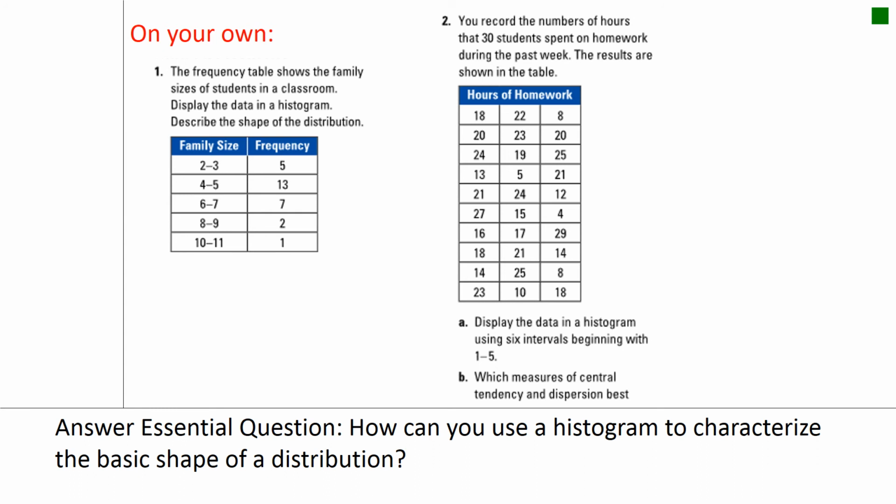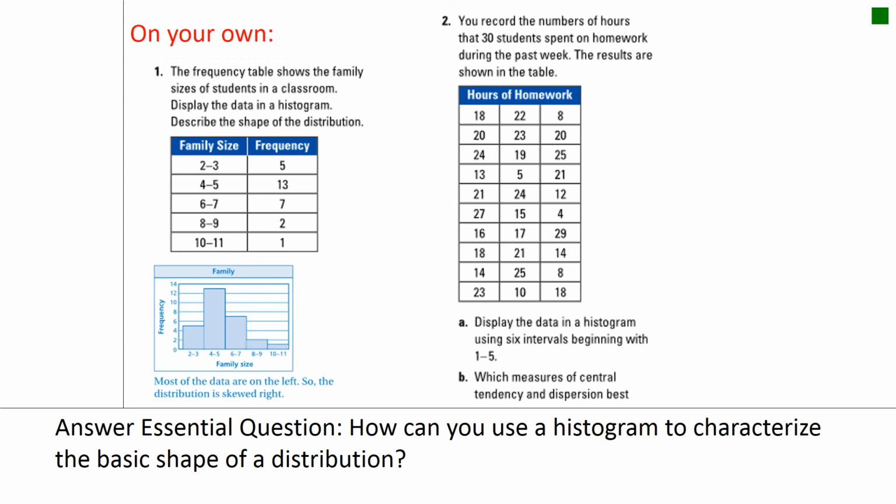Number 1, the frequency table shows the family size of students in a classroom. Display it in a histogram. Pause your video. You're going to need some time to make your histogram. All you're doing for number 1 is making a histogram. Here's what you should have gotten for your histogram. Now we're going to describe it. Since most of the data points are on the left, this distribution is skewed right because it's missing a lot of points over here.